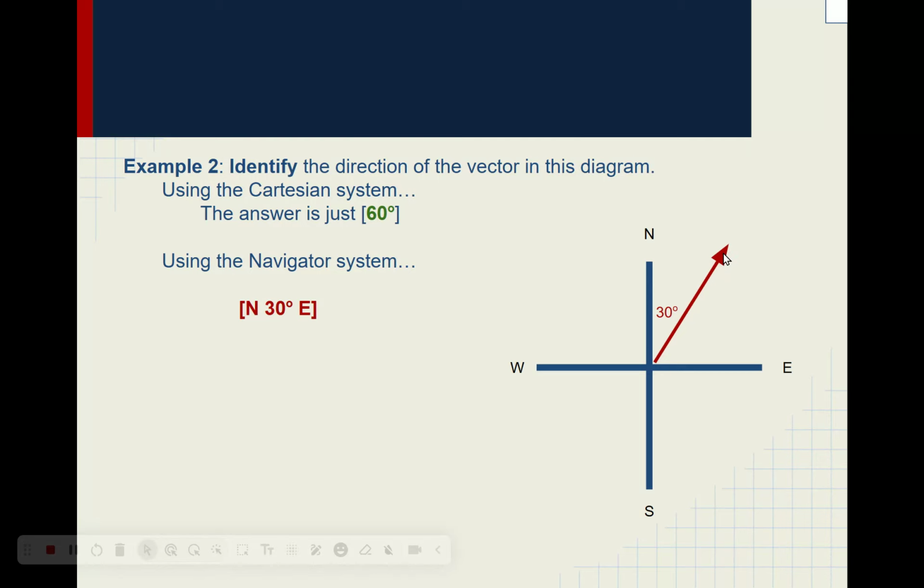North, 30 degrees east. And we have to put that whole thing inside the square brackets. You can't put just the angle in the brackets for this one, because otherwise the north could look like newtons, for example, or something like that. So it's north 30 degrees east.